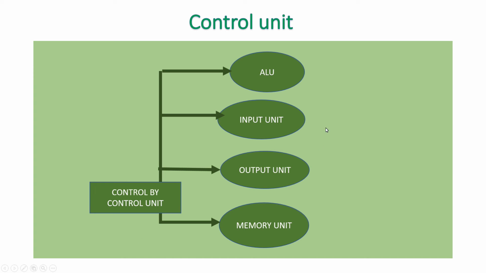Next part of the CPU is control unit. Entire working of the computer is controlled by the control unit. Control unit is controlling ALU, input unit, output unit and memory unit. All arithmetic logic operations, all the memory transfers, all input and output, all the operations are controlled by the control unit.